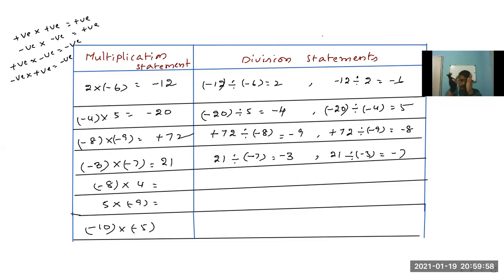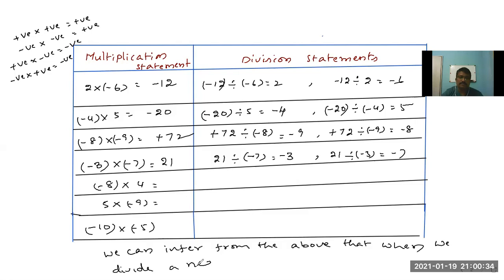We can infer from the above that when we divide a negative integer by a positive integer, we get a negative integer. Here I am going to divide minus 20 divided by plus 5. We get minus 4.